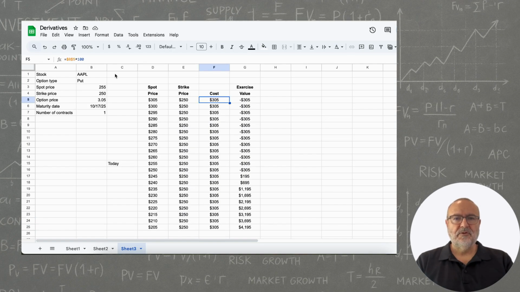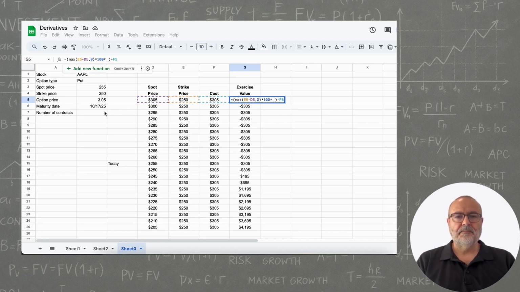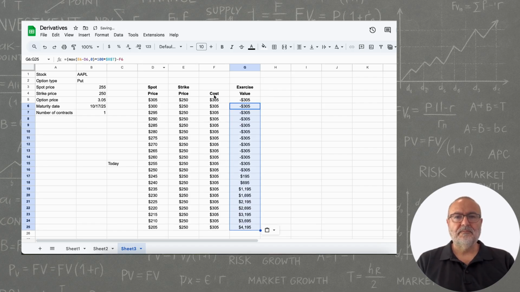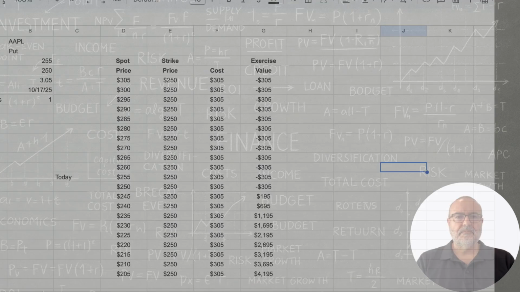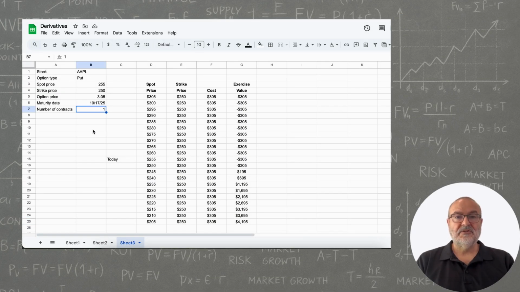Next, let's add the number of contracts to the cost and to the exercise value. We will simply multiply the cost per contract with the number of contracts. We will also multiply the exercise value per contract with the number of contracts. Let's see what happens to the cost and to the exercise value as we change the number of contracts.